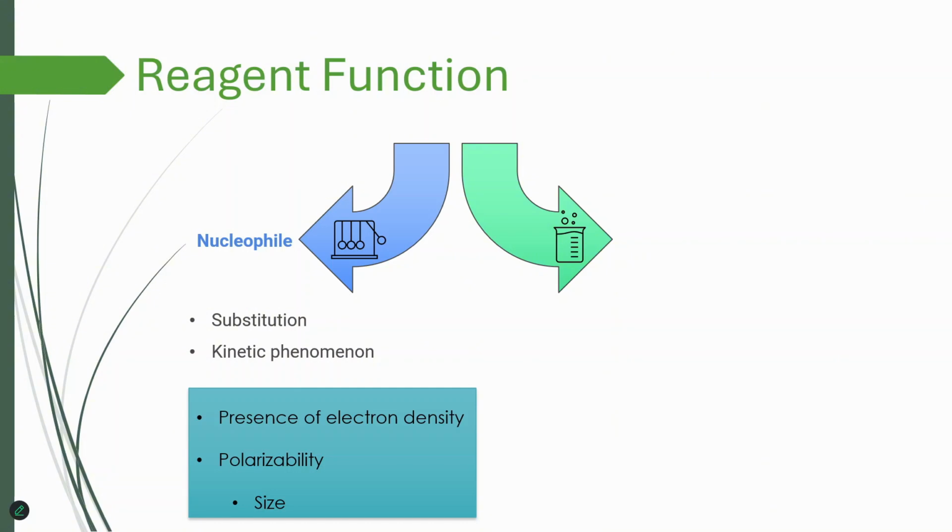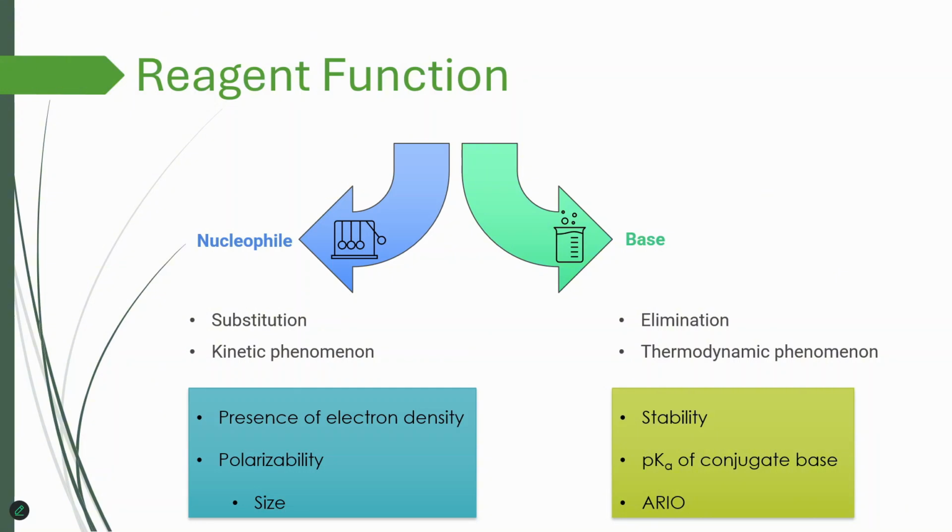For example, sulfur and oxygen. Sulfur polarizes electron density much better than oxygen, so it's more polarizable, so it's a better nucleophile. Then we also have basicity, which we will see in elimination reactions. And this is a thermodynamic phenomenon because it's all about stability, and it's influenced by the conjugate acid's pKa, right?